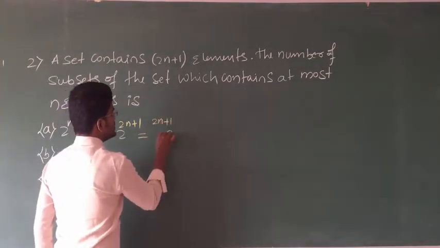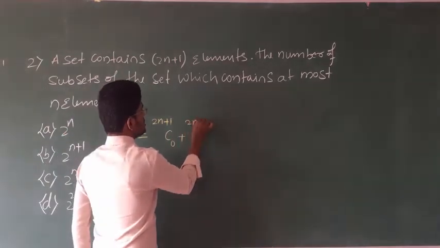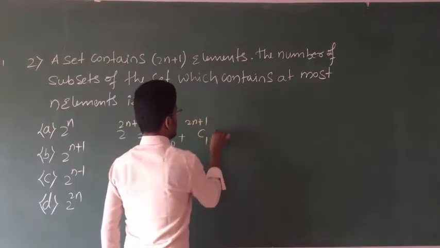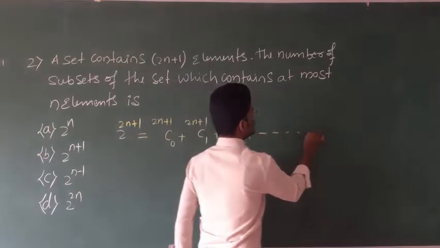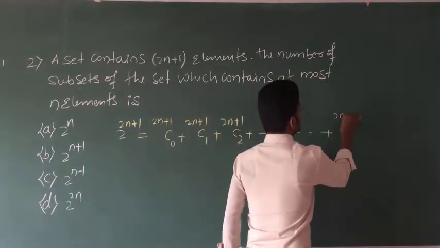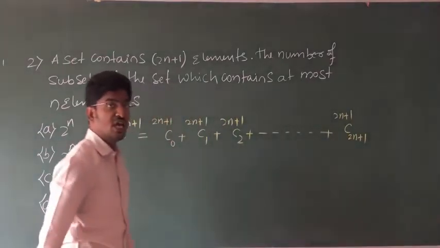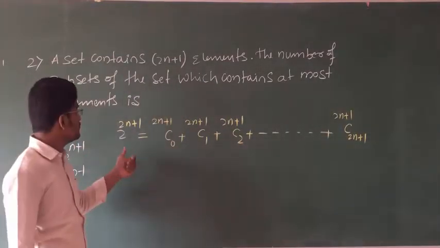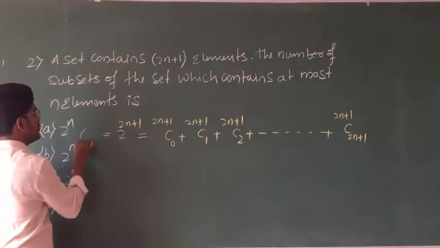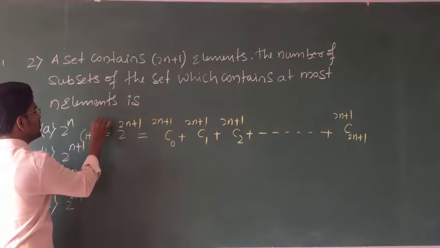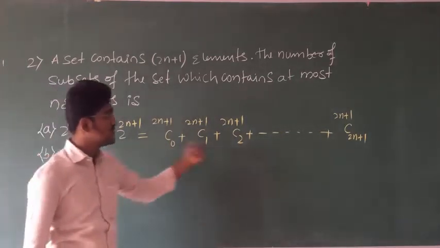2n plus 1 C0, 2n plus 1 C1, 2n plus 1 C2, plus so on to 2n plus 1 C 2n plus 1. Clear? So this is the binomial expansion of 2 to the power of 2n plus 1. Or you can also write it as (1 plus x) to the power of 2n plus 1. You can take the x value as 1. So everywhere the x value will be 1.